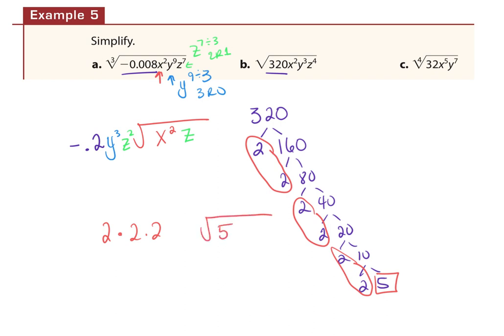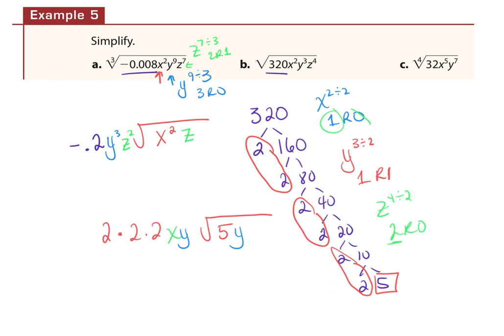Those are my numbers. Then I'm going to look at my variables. X squared divided by 2. That's a 1 remainder of 0. I have an X that comes out. None of my X's stay in. For my Y, I have Y to the 3 divided by 2. 1 Y stays in. Remainder of 1 comes out. And then I have Z to the 4 divided by 2. That is 2 remainder of 0. 2 Z's come out, no Z's stay in.